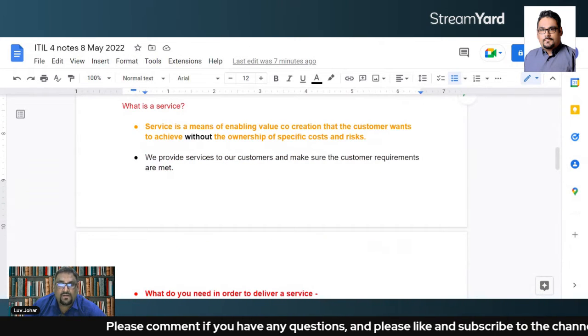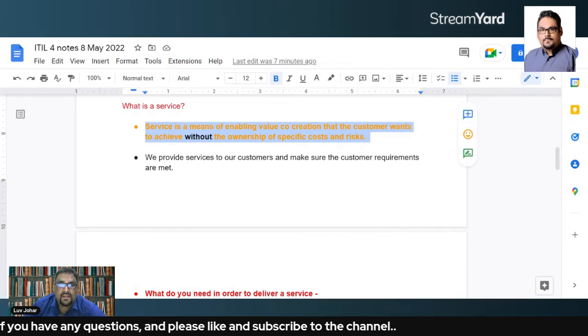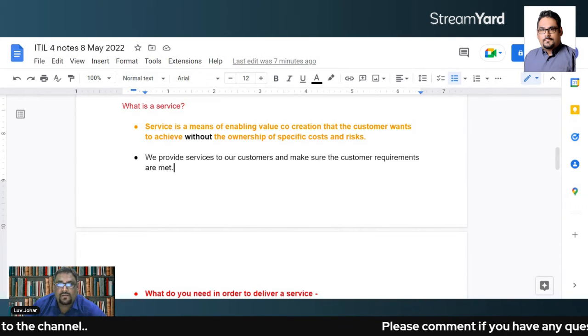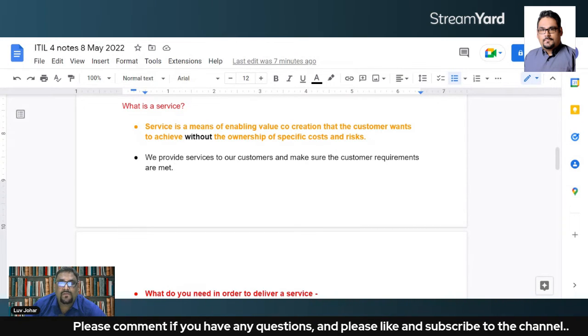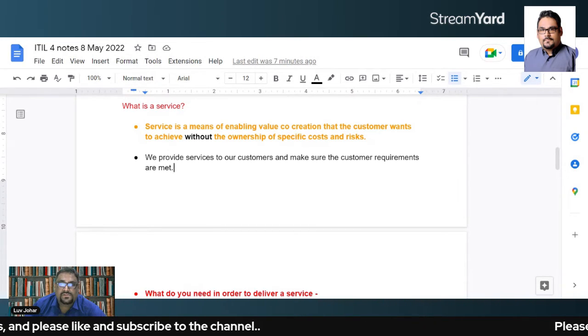So after that, what is a service? Now this is the standard definition as per the ITIL, and this is really important. That's why I have oranged it out. So very important from an exam perspective as well. So if you want, you can take a note of this. The standard definition is: service is a means of enabling value co-creation that the customer wants to achieve without the ownership of specific cost and risk.